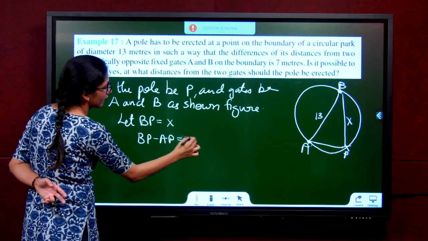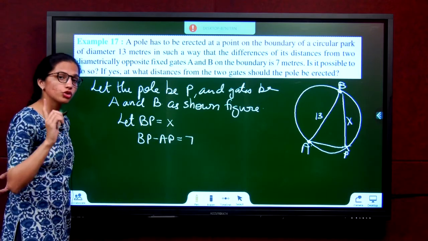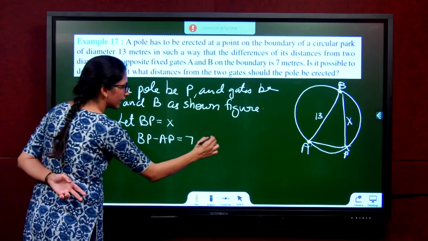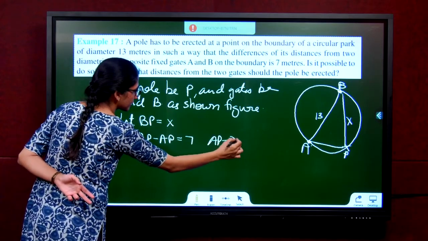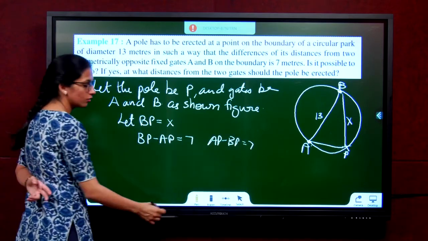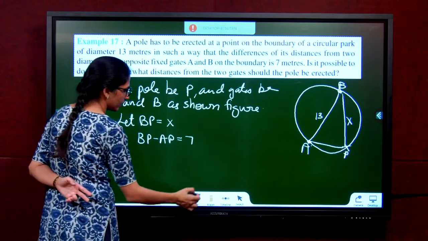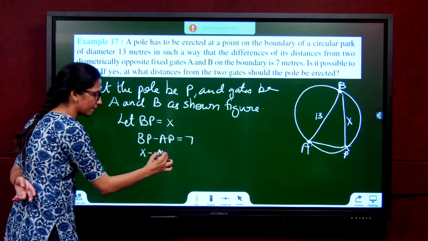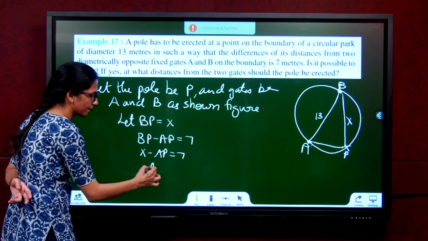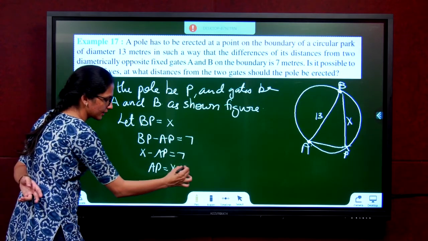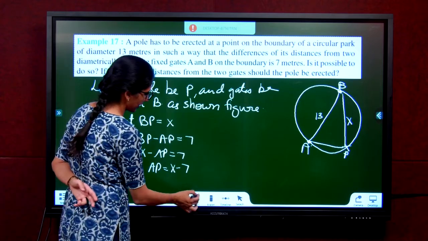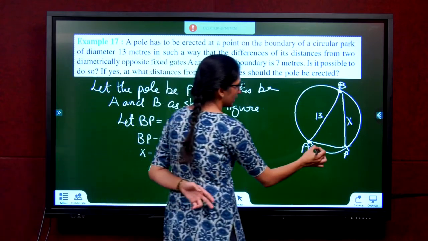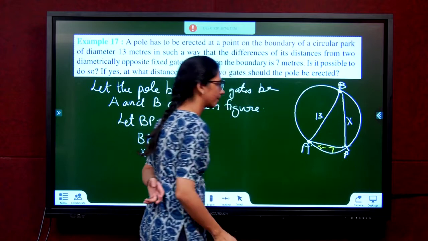The difference is 7. I'm telling you, choice is left up to you. You can also take AP minus BP is 7, no problem. We don't know which is larger. So, if BP is x, x minus AP is 7. So, what is AP? x minus 7. So, this side that we now got here is x minus 7.